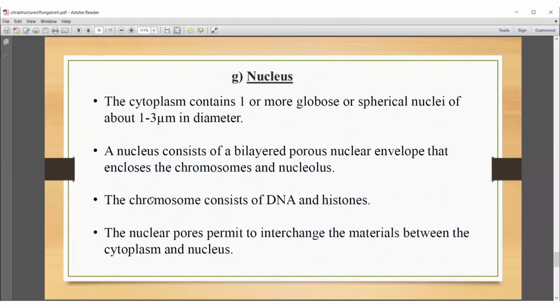Nucleus consists of a bilayer porous nuclear envelope that encloses the chromosomes and nucleolus. Chromosome consists of DNA and histone proteins, which is useful in DNA packaging. Nuclear pores permit interchange of materials between cytoplasm and nucleus. What will the nuclear pore do? It will allow materials to interchange, cytoplasm to nucleus, nucleus to cytoplasm.